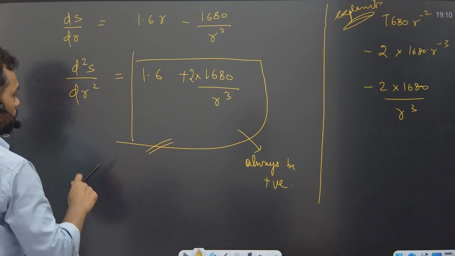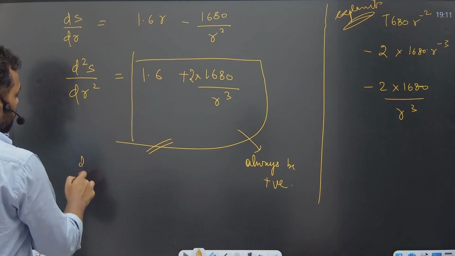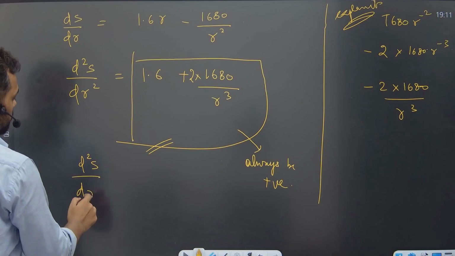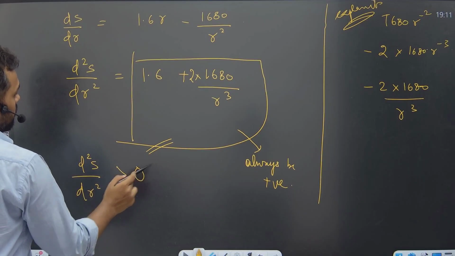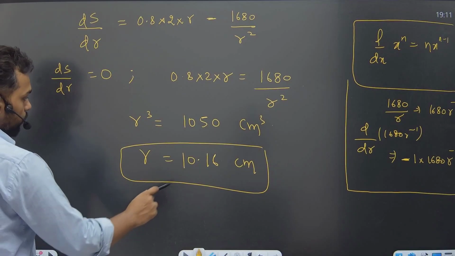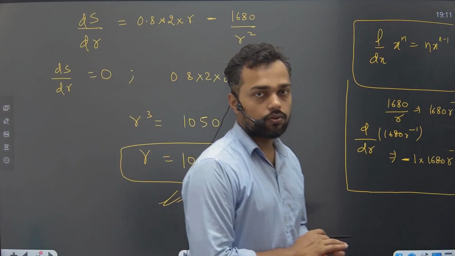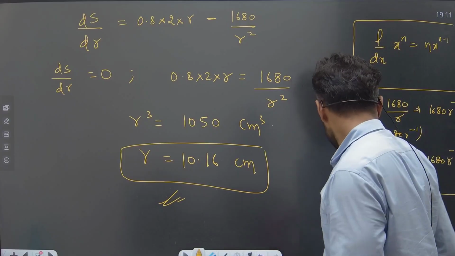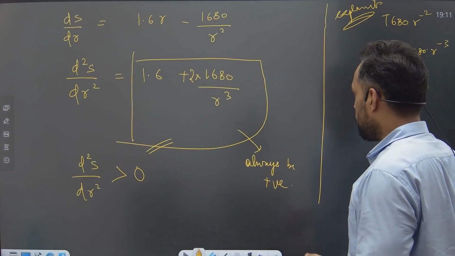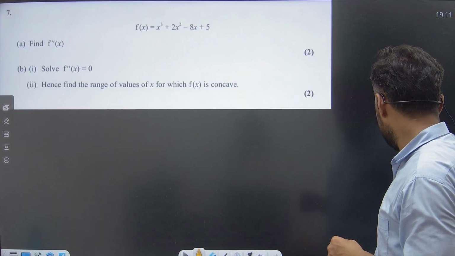How can we prove it also? By plugging the value of r. So this value will always be positive. It means it is having the minimum point at r equals to 10.16. Okay, this is how we need to solve this question. You can download this whole PDF in the description box. I'll be pasting the link over there.